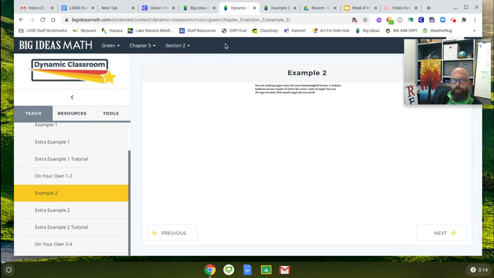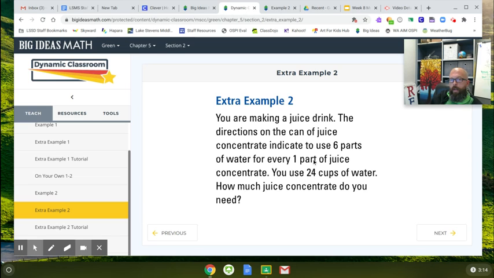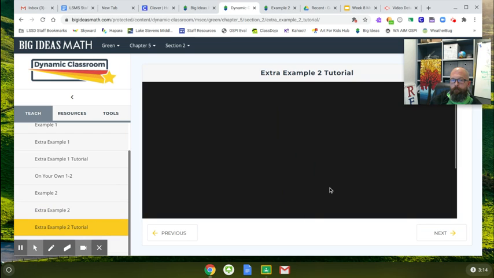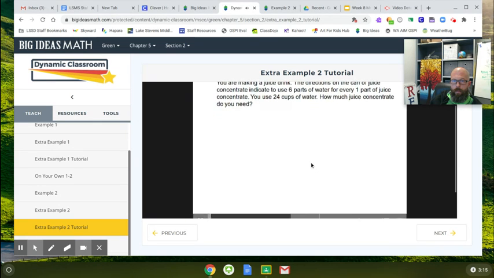All right. You're making a juice drink. The directions on the can of juice concentrate indicate to use 6 parts of water for every 1 part of juice. You use 24 cups of water. So this is the same type of problem, and let's see how to do it. Indicate to use 6 parts of water for every 1 part of juice concentrate. You use 24 cups of water. How much juice concentrate do you need?